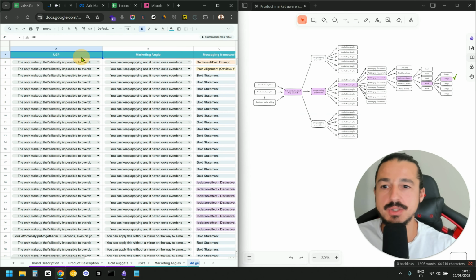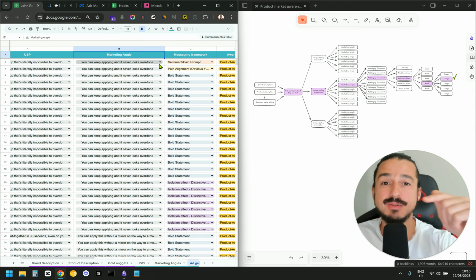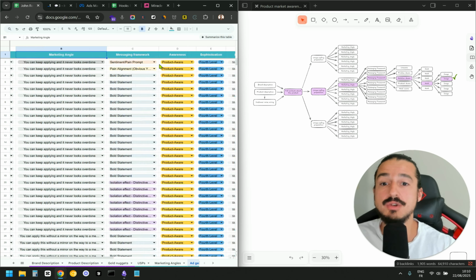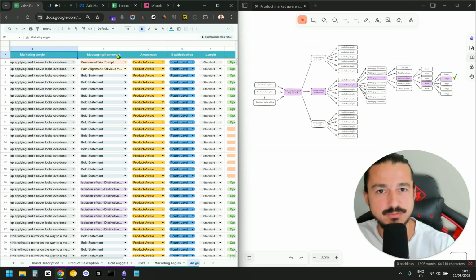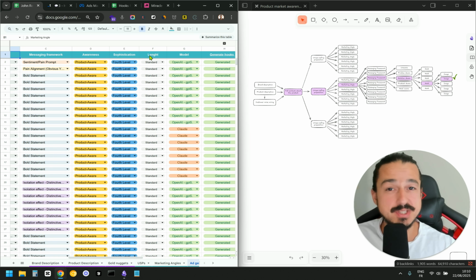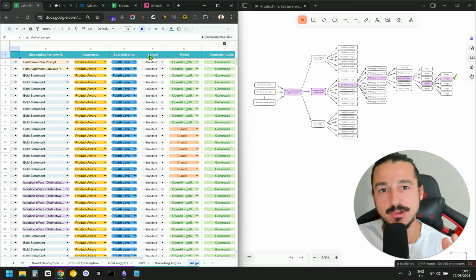You can have the unique selling proposition you want this specific ad to push. You can have the marketing angle related to this specific unique selling proposition that you want the ad to push. You can have a specific messaging framework you want to use in your ad. You can use the awareness of your prospect related to your product, or the sophistication of your market, or even the length of the copy. So as you can see, there are so many different variables that we can use to create an ad.